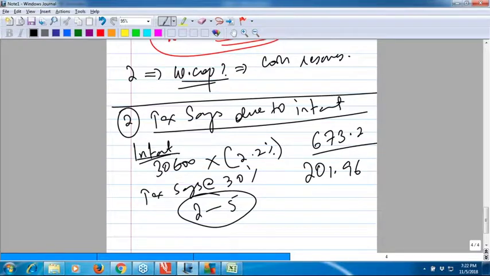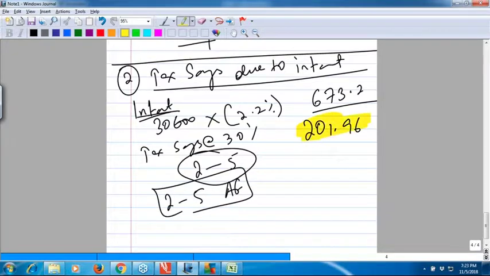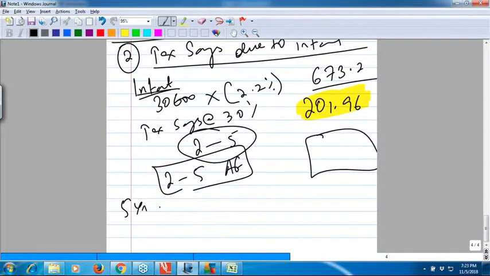Now, what next is there? We would need to use the year two to year five annuity factor in order to discount this tax saving, because this is an annual tax saving that would arise in year 2, year 3, year 4, year 5. So what sort of annuity factor is going to be there? We would use the 5-year annuity factor, and then deduct the 1-year PV factor from it. So we will get the year 2 to year 5 annuity factor.